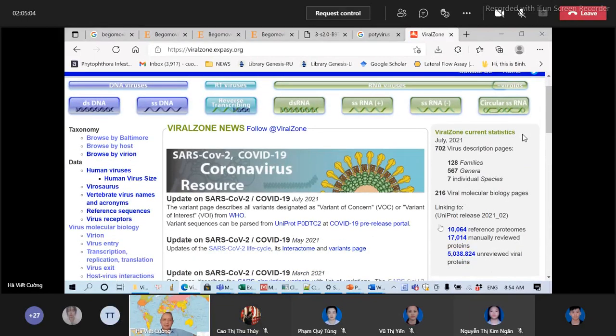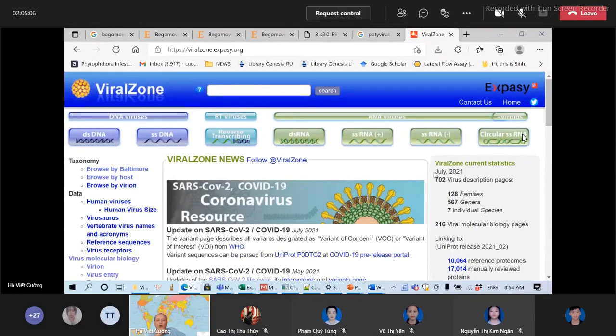Everyone remember this? Now, how many groups? The question here: how many groups of viruses are there based on the Baltimore system? You can see here, very easy: 3 large groups and 7 small groups. So there are 7 groups of viruses based on the Baltimore system.